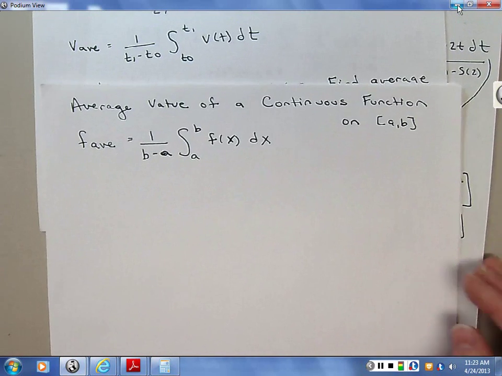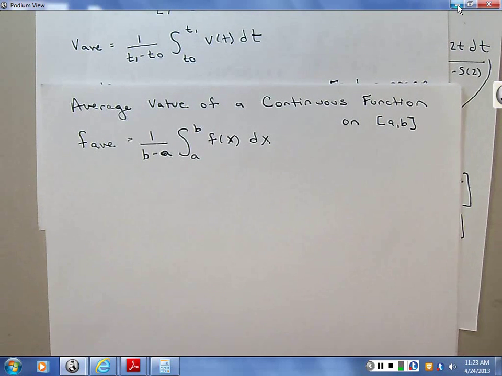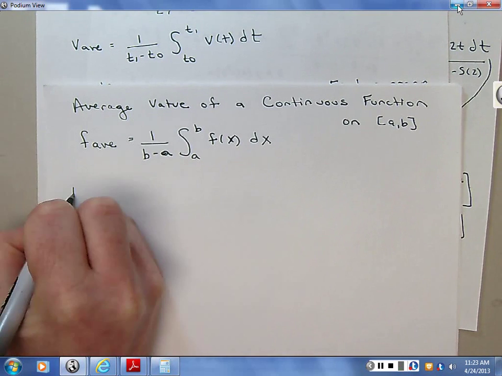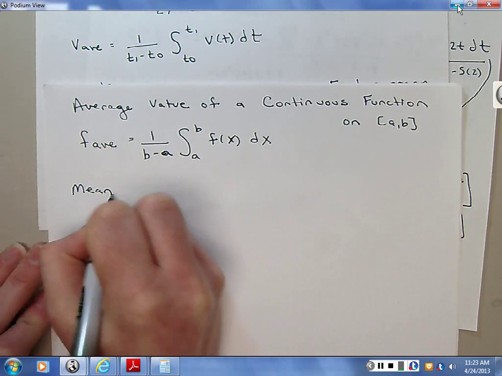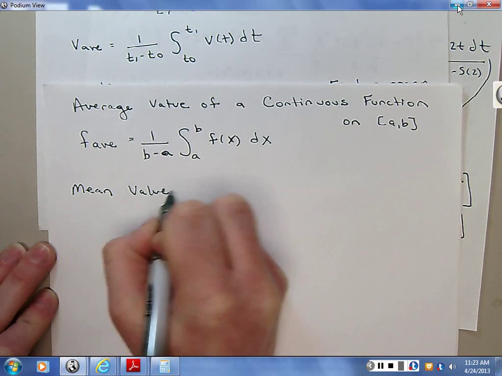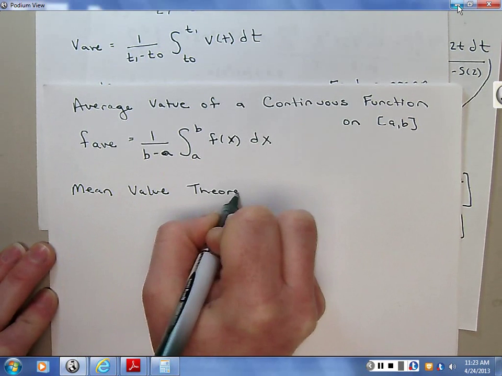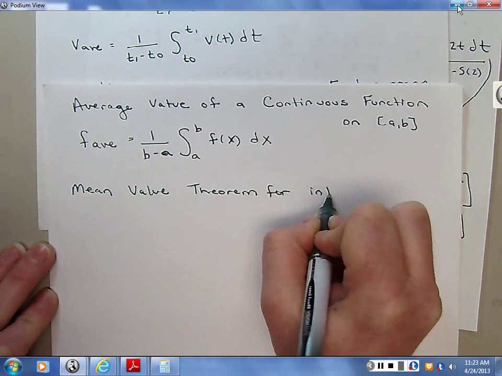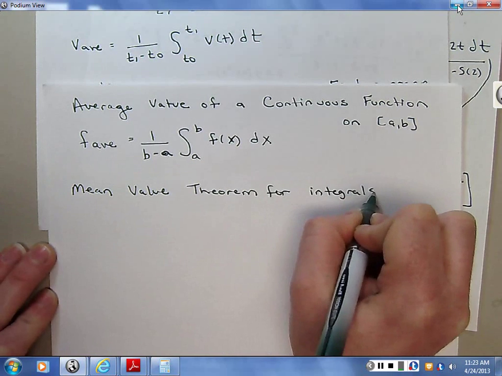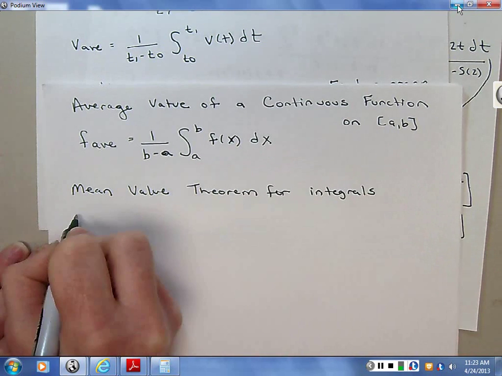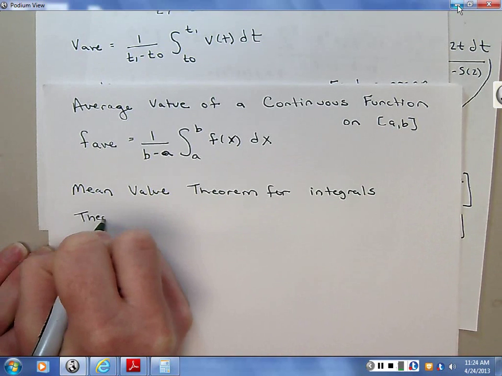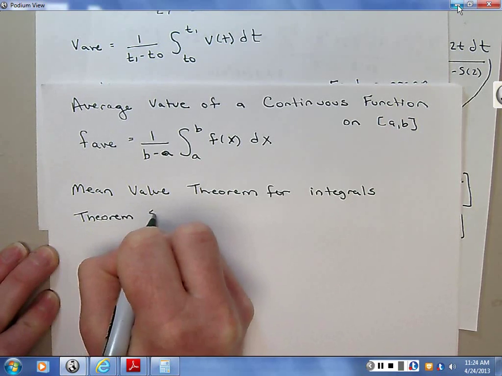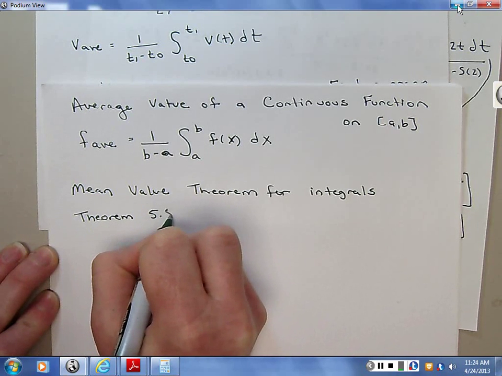So this is going to lead us to the mean value theorem for integrals. So what this is saying, this is theorem 5.8.2.